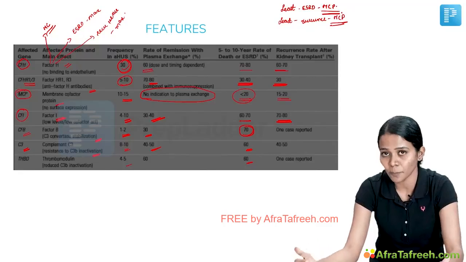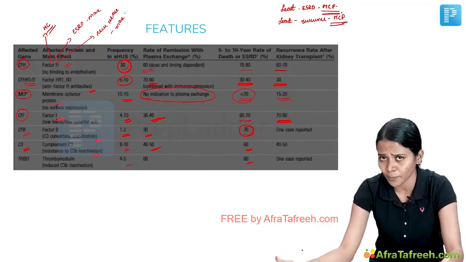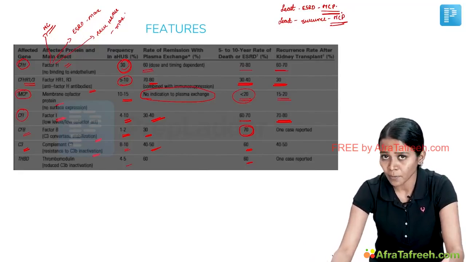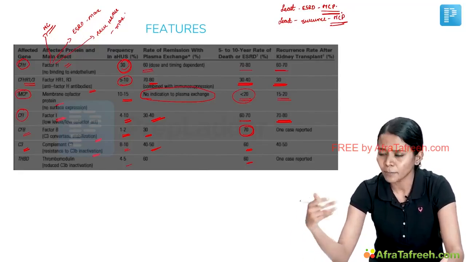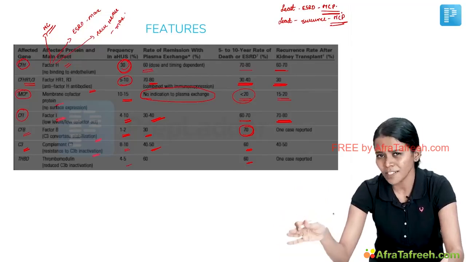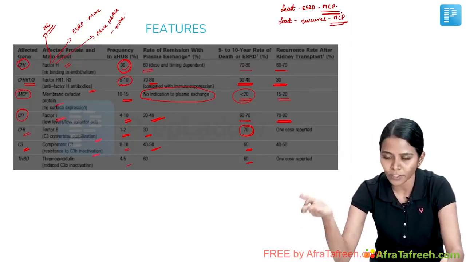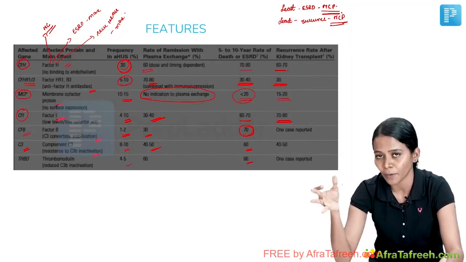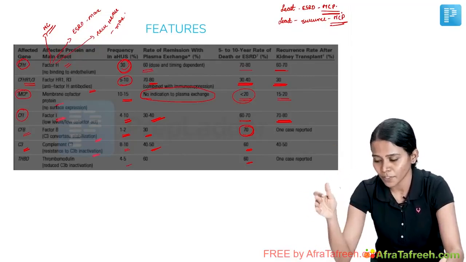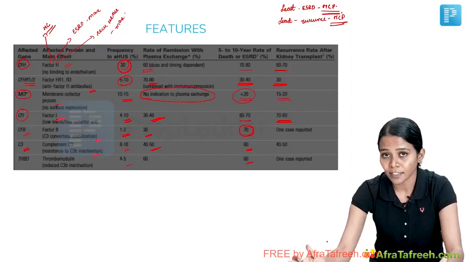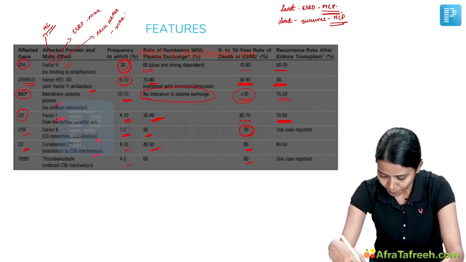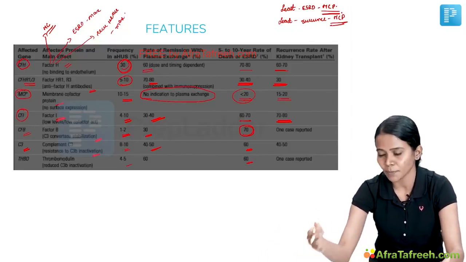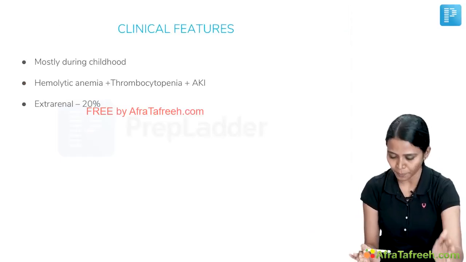And least is membrane cofactor protein or MCP. Here plasmapheresis is contraindicated because this is bound to the membrane. Because doing plasmapheresis is useless. Rather than contraindicated, we would say useless, because anything that is membrane bound cannot be removed by plasmapheresis. While its chance of progression to ESRD is only 15%, and chance of recurrence after kidney transplant is also less, 15 to 20%.